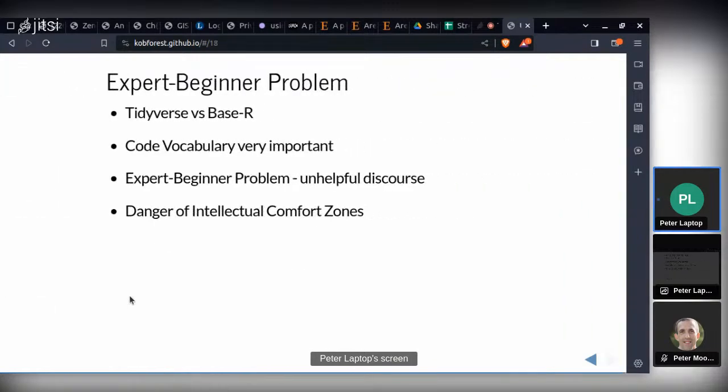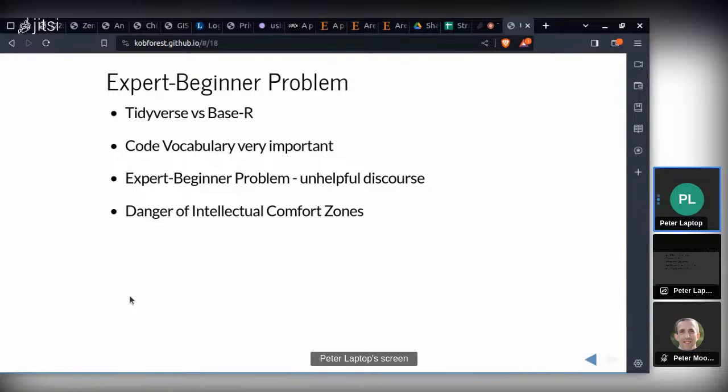Just one little interesting problem to look out for. This is an ongoing discussion in the R community. It's the expert beginner problem. A lot of people have been using R for the last 4 or 5 years, maybe 6 or 7 years, and they're very familiar with a certain set of tools. And that is everything they feel they need. And I think that's a big mistake.